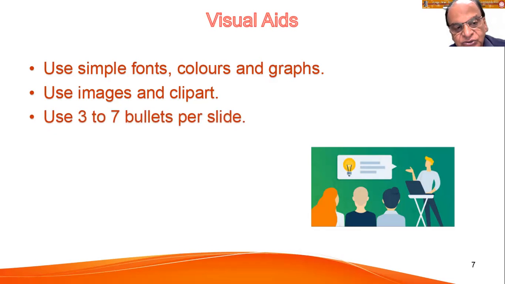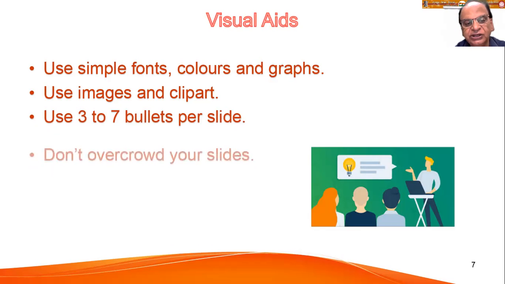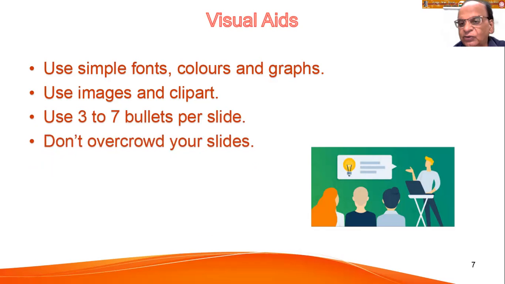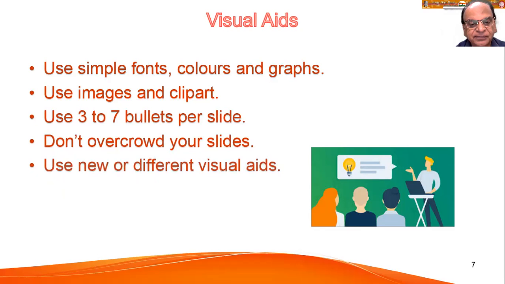Remember to use 3 to 7 bullet points per slide. The slide has its limitation. You do not overcrowd the slide. Use 3 to 7 bullets, that is enough. Don't fill the slide with too many points. It might happen that even you yourself are not able to read it properly. So don't do that. Use new or different visual aids. Make some variations, make some difference. Different visual aids will make the slides interesting.